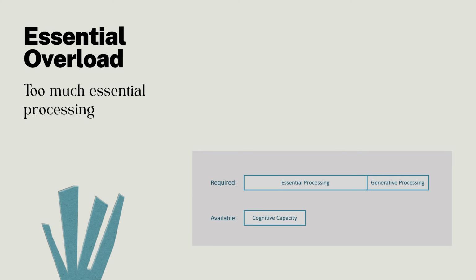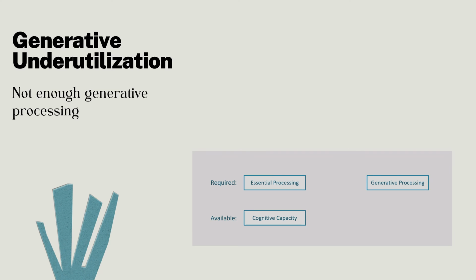Essential overload happens when the material is so complicated that the learner doesn't have enough cognitive capacity to mentally represent it as presented. Essential processing is needed to mentally represent the to-be-learned material, so it's not appropriate to seek to reduce it. In the generative underutilization scenario, the learner has cognitive capacity available to engage in generative processing, but does not exert the effort to do so.